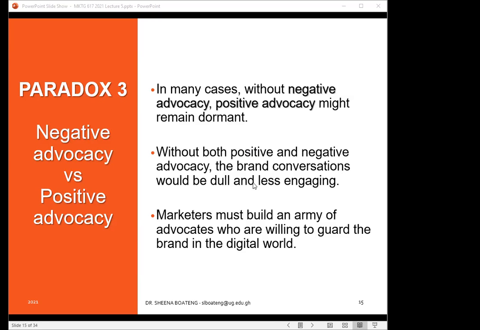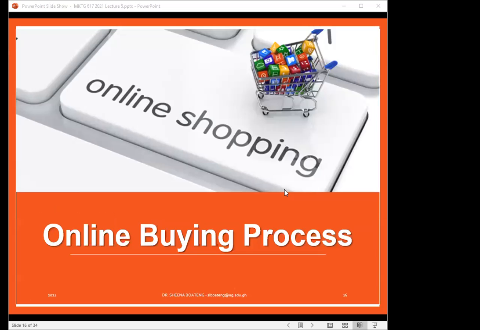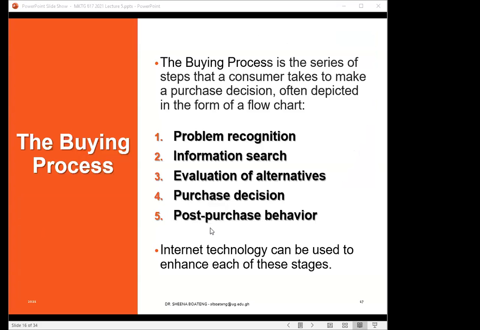Good, Isaac. All right. So now that we have understood the paradoxes, let's see if we can dissect the online buying process and the various tools that internet technology gives us that can help facilitate this process, right? So let's talk about the fundamental buying process that we know from the offline context. When we talk about the buying process, we say it is the series of steps that a customer takes to make a purchase decision. And this is often indicated in the form of a flow chart, or a cycle or some form of sequence.